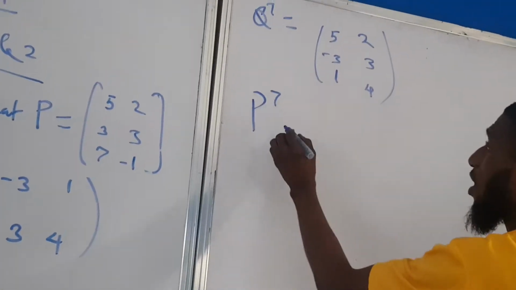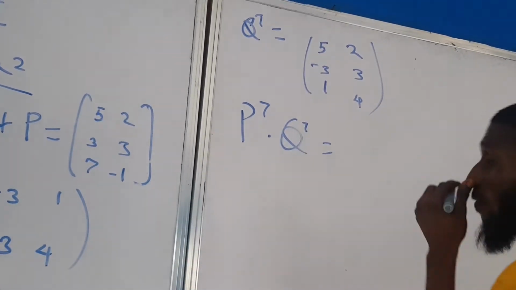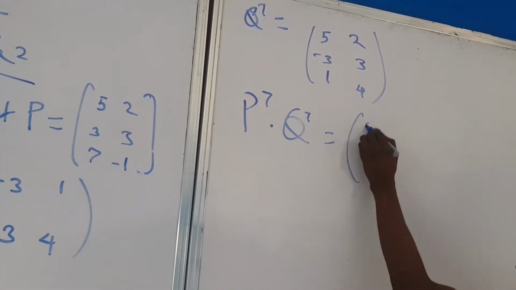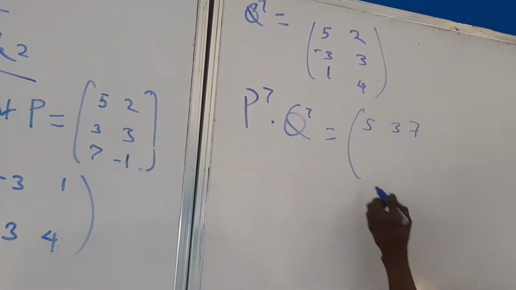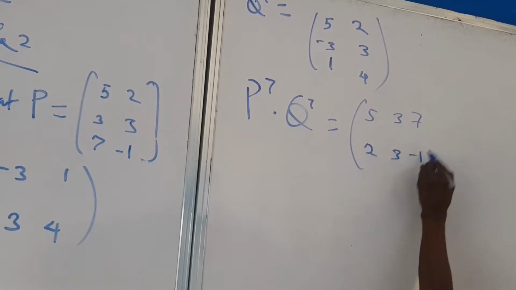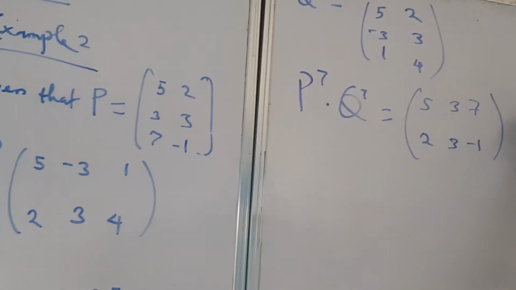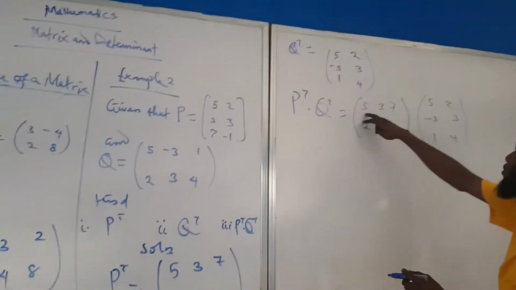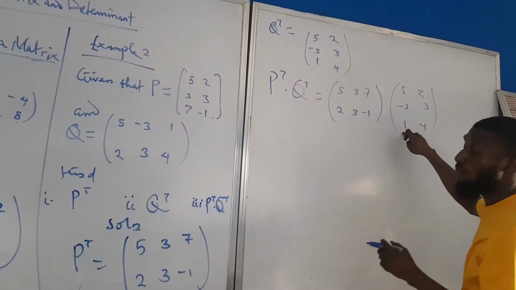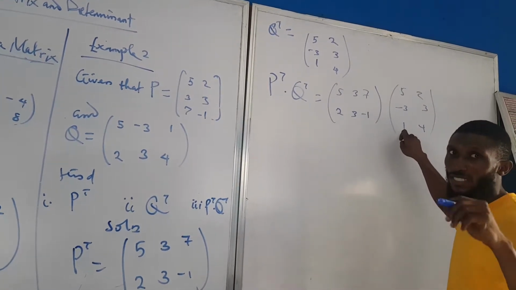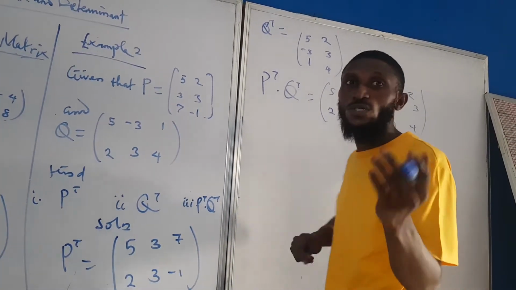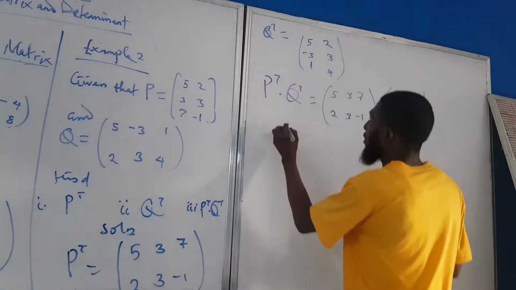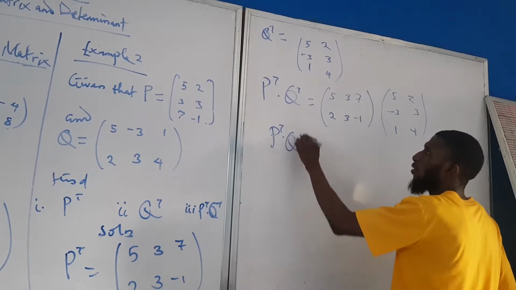We have P transpose times Q transpose. Our P transpose is 5, 3, 7, 2, 3, minus 1, and our Q transpose is 5, 2, minus 3, 3, 1, 4. Then we do the normal multiplication. Don't forget how we multiply matrix by matrix. We have done that in the previous video. If you were not there, or you have not seen the video, you can check the previous video. Then we have P transpose Q transpose.